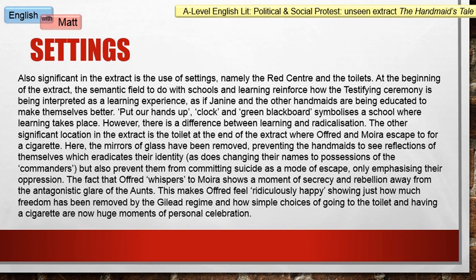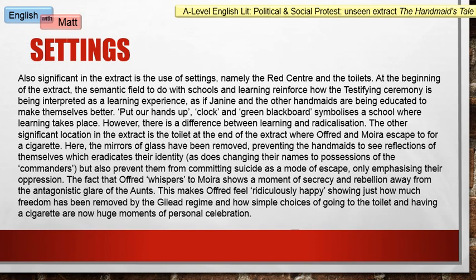So that was the paragraph about JANINE and the interactions with the handmaids and the other aunts, with some lovely analysis there. The next paragraph, the final paragraph before the conclusion, is about the setting of the Red Centre itself. So with political and social protest writing, always look out for the settings, because the settings can often be important in terms of reinforcing a particular theme.